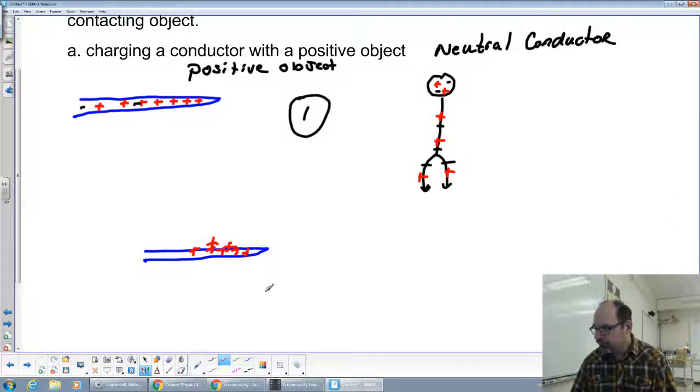So if we bring this close, oh, get the right colors in here. If we bring this close to the neutral object, what happens is that the electrons in the neutral object, well, let's draw this a little better here. These are going to spread.